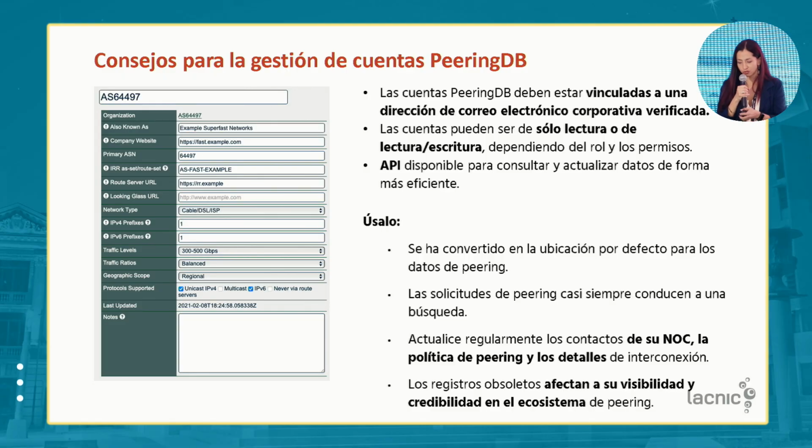We can also add information of the presence points that we have, the types of interconnections, in order to have a physical link with other teams, such as the fibers that we will need to establish physical links in those presence points. So this needs to be updated, and the information must be linked to the peering policy in our organization.